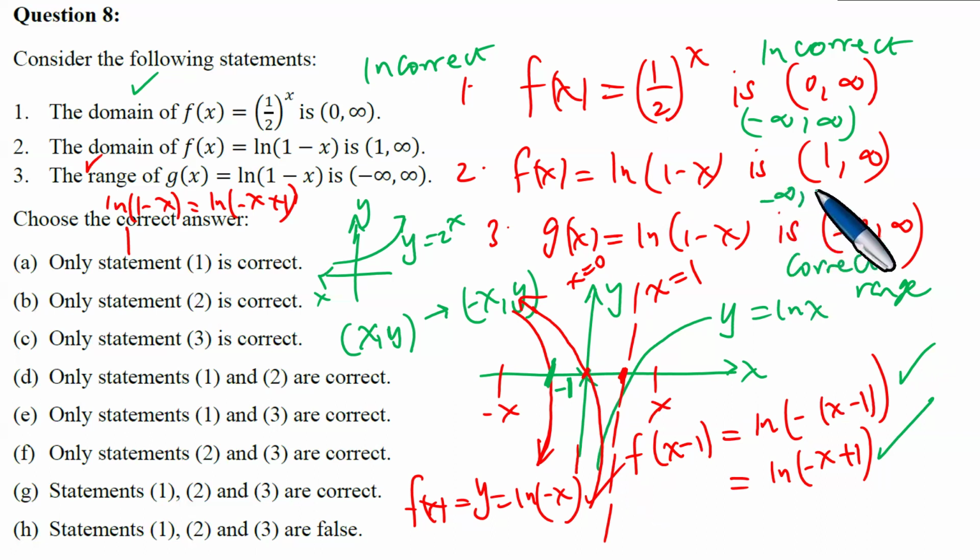It's going to be from minus infinity to 1. From minus infinity to 1. Which means this one is incorrect. Now here the domain is from 0 to infinity. This one here is also incorrect. So number 1 is incorrect, number 2 is incorrect, number 3 is the correct one.